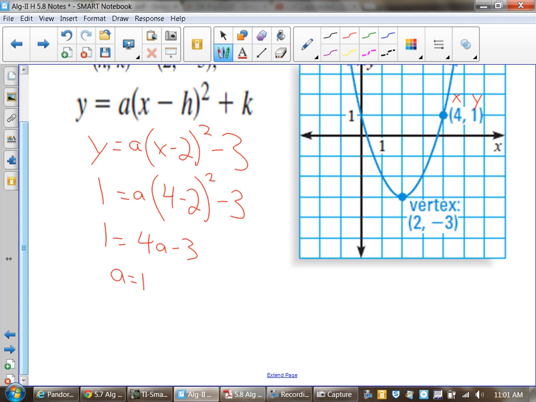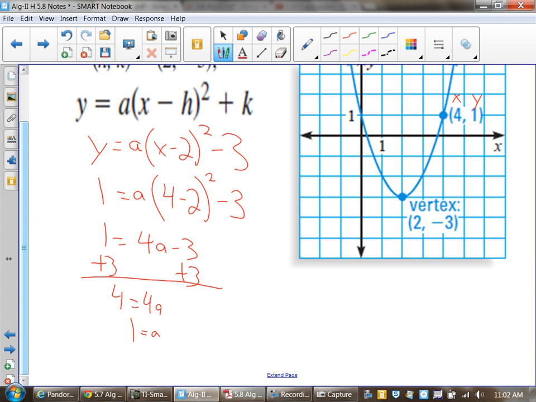How did you get 1 from that? Add 3. 4 equals 4a. A is 1. 4 divided by 4. I just put numbers in front of variables, that's all. So you get a is equal to 1.